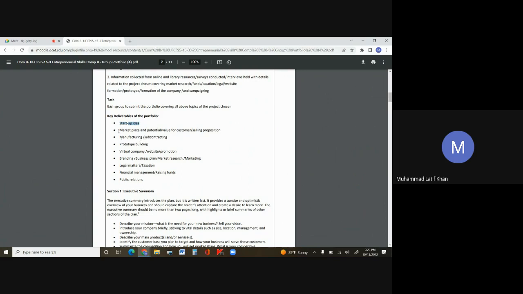And then you need to write about the marketplace. What is your marketplace? Who are your customers? Who are your target customers? Who are potential customers, I mean expected customers, and what kind of value you are going to give them, and what is your selling proposition, why you should sell them, and why buyers should buy it. You need to give the answer of all these questions over here in very detail.